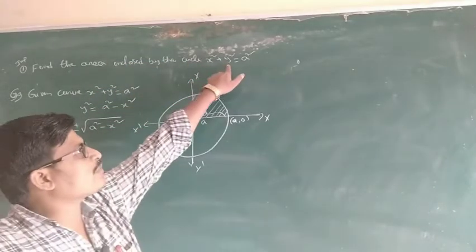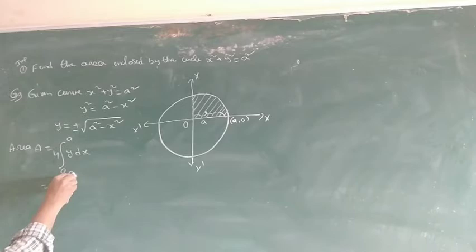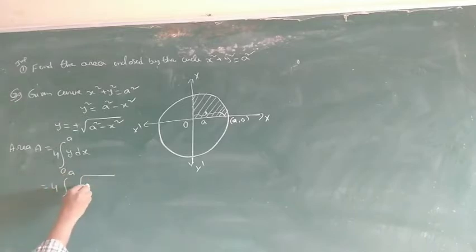The curve is x square plus y square is equal to a square. It is reduced into this term, y is equal to, because the integral a to b is y dx. Okay, so that is equal to 4 into integral 0 to a, y is equal to root of a square minus x square dx.